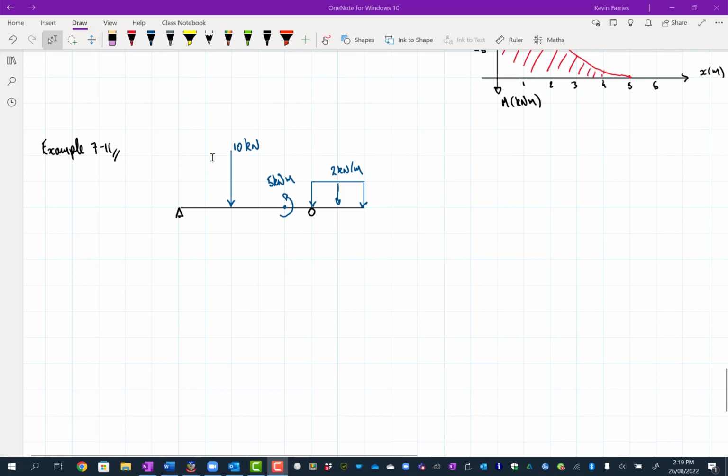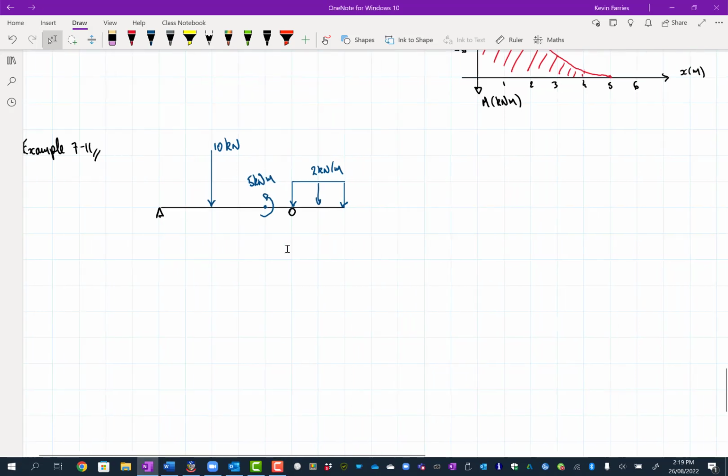So last example, I promise, it's the last example. What we're doing is we've got an overhanging beam, with a roller at this end and a pin connection at this end. It's got a point load, a moment, and a line load, so it's got a little bit of everything so that we can go through everything in a single example.